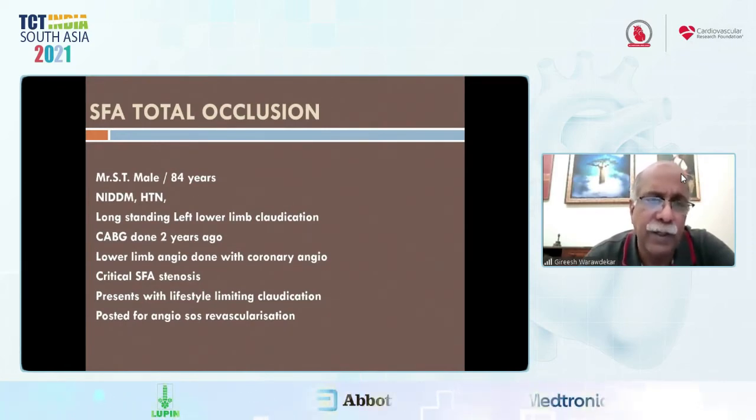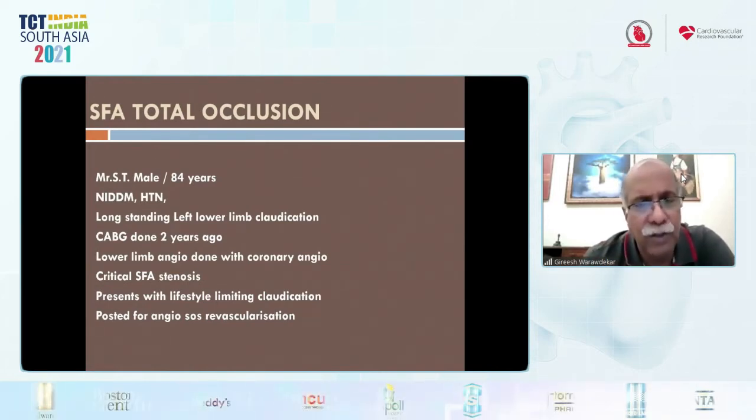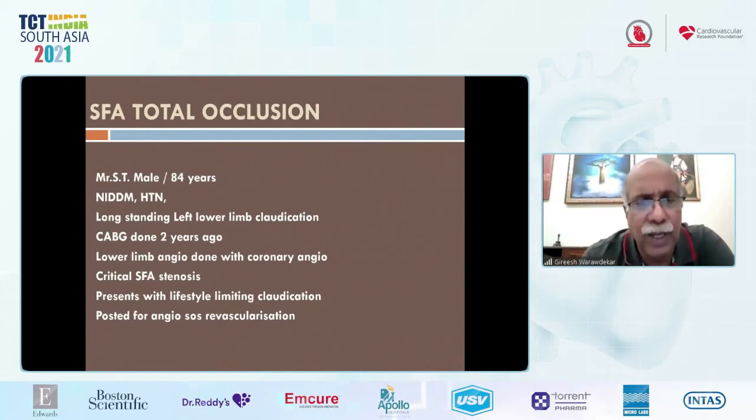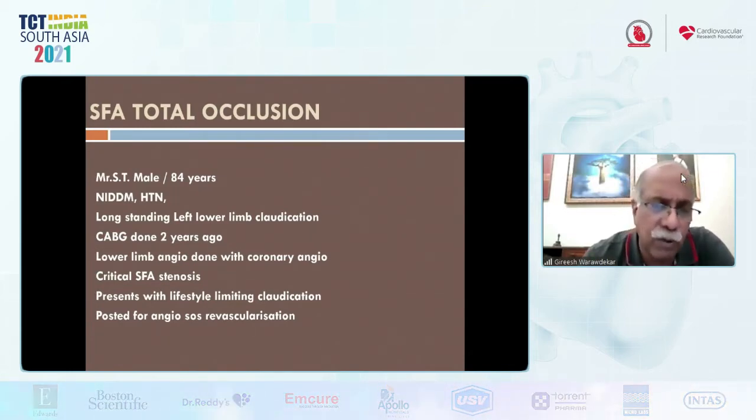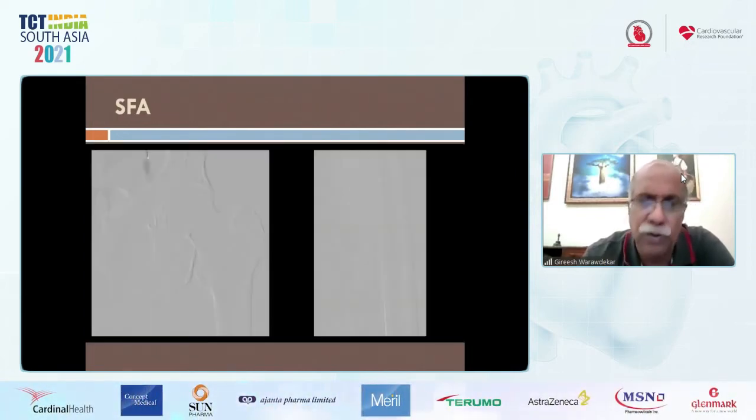hypertensive, diabetic, long-standing lower limb claudication. He had a CABG 2 years ago, lower limb angio done with coronary angio, the critical SFA stenosis, presented with lifestyle-limiting claudication, posted for angio and revascularization.